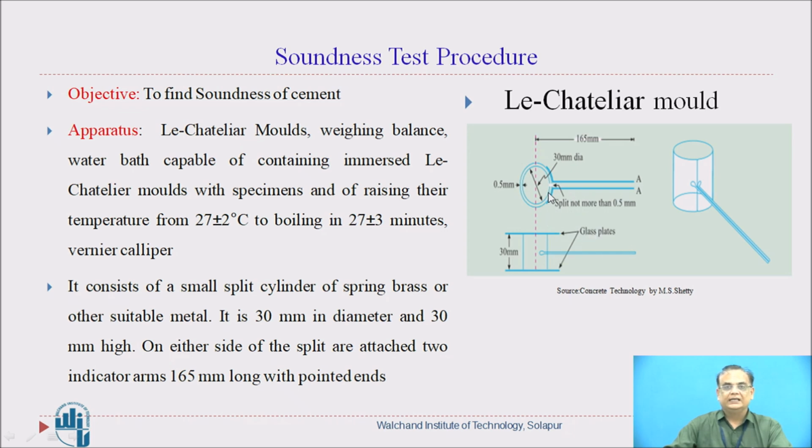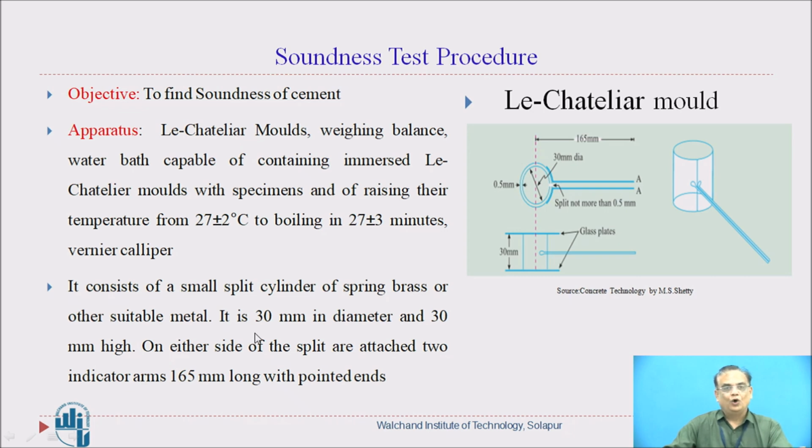This is Le Chatelier apparatus. Le Chatelier molds are there. We will discuss it. What it consists of? It consists of a small split cylinder of spring brass or other suitable metal. What is its diameter? This mold is having 30 mm diameter. And what is the height?